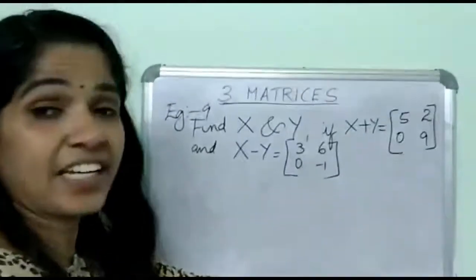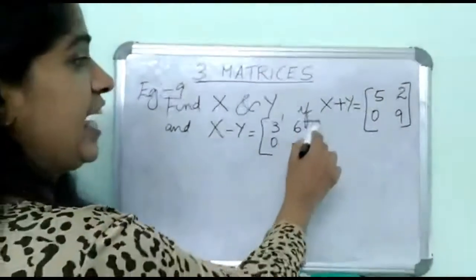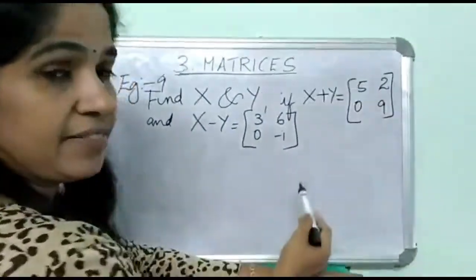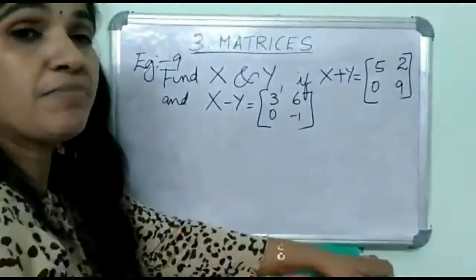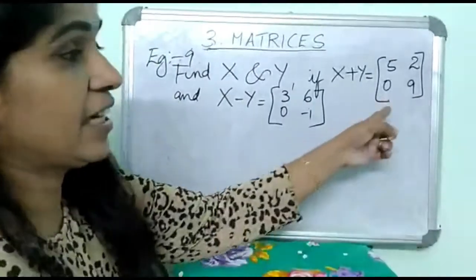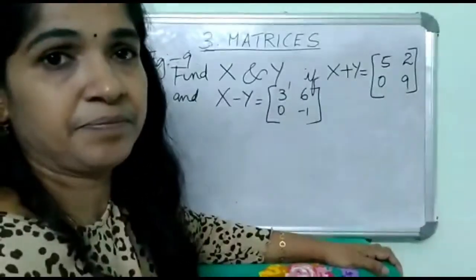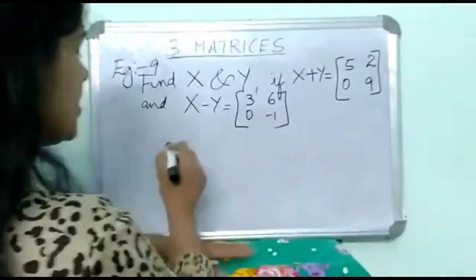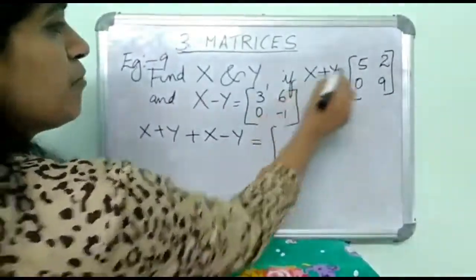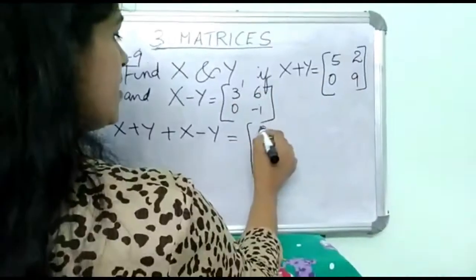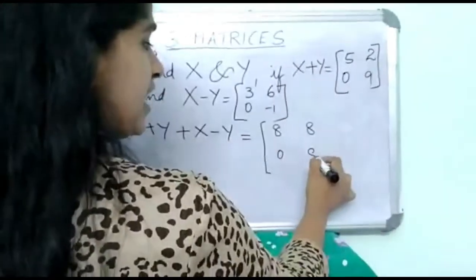Next is example 9 of the NCERT textbook. The question is, find X and Y if X plus Y equals [5, 2; 0, 9] and X minus Y equals [3, 6; 0, negative 1]. You are to find two matrices X and Y whose sum is given and whose difference is also given. How will you find it? It is very simple. What will you get if you add these two matrices? That means X plus Y plus X minus Y is the sum of these two matrices. That is 5 plus 3, 8, 2 plus 6, 8, 0 plus 0, 0, negative 1 plus 9, 8.